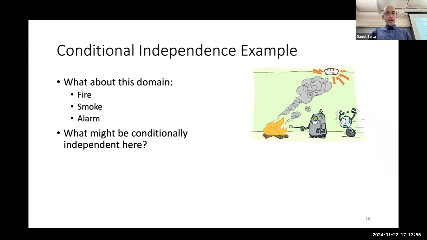All right, and then the domain of fire: whether or not there's a fire, whether or not there's smoke, and whether or not there's an alarm. So fire and alarm, should they be independent? What happens if they're independent?